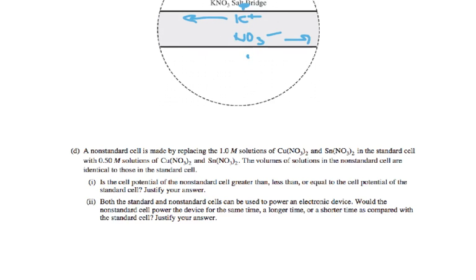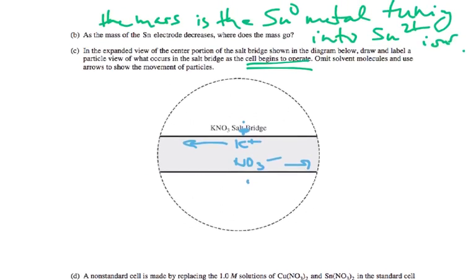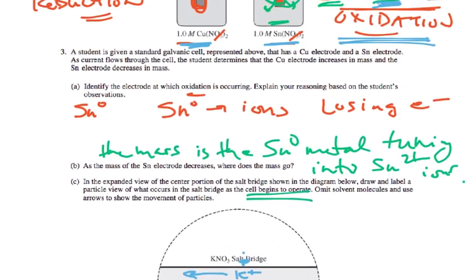Now, a non-standard cell is made by replacing the 1 molar solutions of copper and tin, that's what makes it a standard cell, with 0.5 molar copper and 0.5 molar tin. The volumes of the solutions are identical to those in the standard cell. Is the cell potential, and we're talking about the voltage, of the non-standard cell greater than, less than, or equal to the cell potential of the standard cell? Justify your answer.